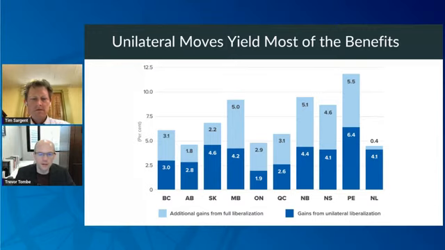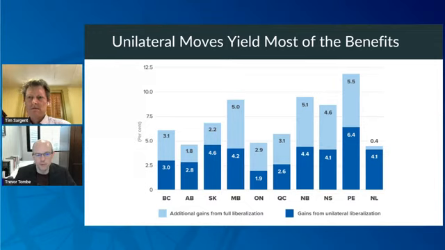So what I'm illustrating here is the same 10% reduction, again, just for uniformity and purposes of comparison. In dark blue, that's the unilateral gains that you can achieve on your own without any partner at all. And then you can add to that the additional gains that would accrue from full liberalization. So everyone working together to liberalize internal trade definitely results in larger gains, but it is slower and more difficult. Most of the gains for most of the provinces can be achieved unilaterally.